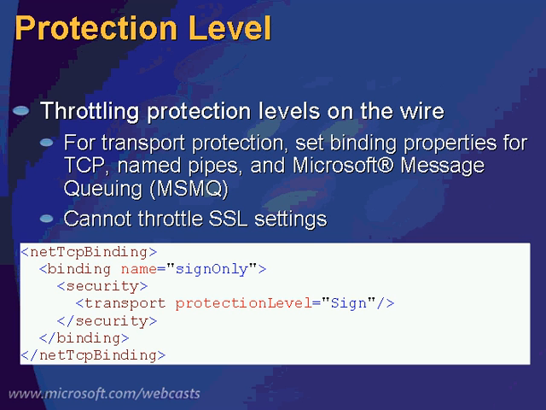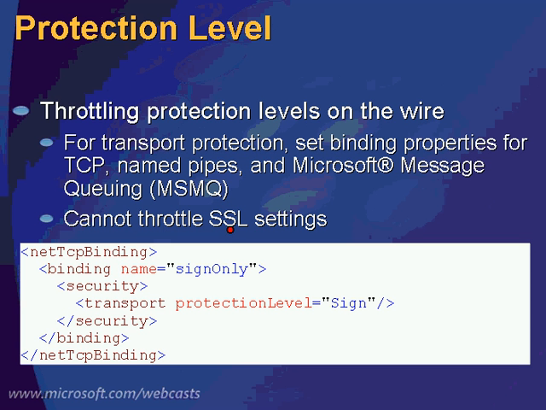So starting with transport protection, if we are using transport, like TCP bindings, there's actually a protection level setting in the transport security section. So I could change that from encrypt and sign, which is the default, to sign only, as you see here. And MSMQ bindings have their own settings for that, which I'll talk about when we get to message queuing, which is another webcast, by the way.